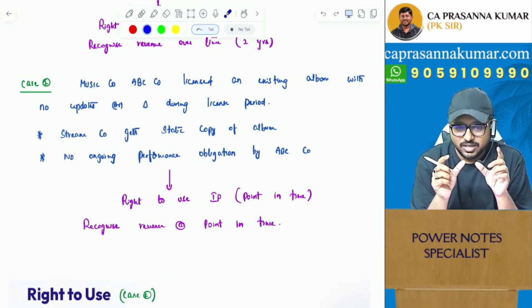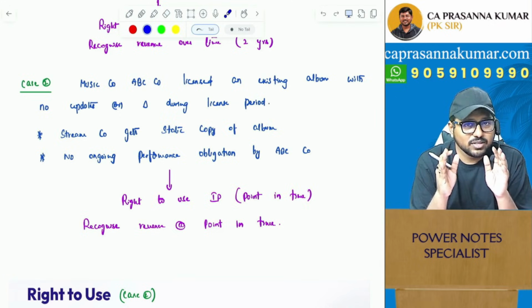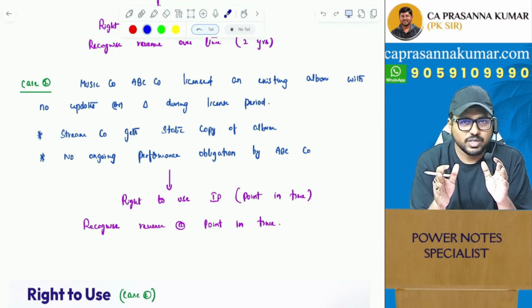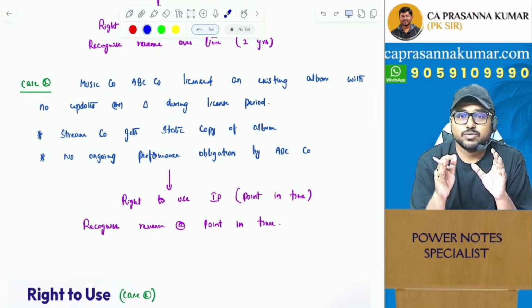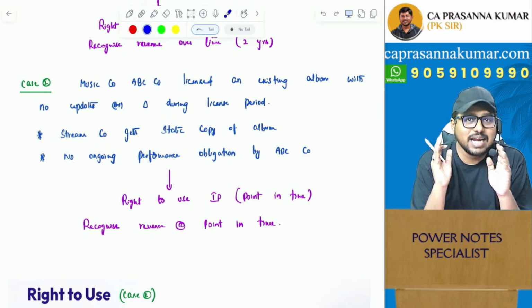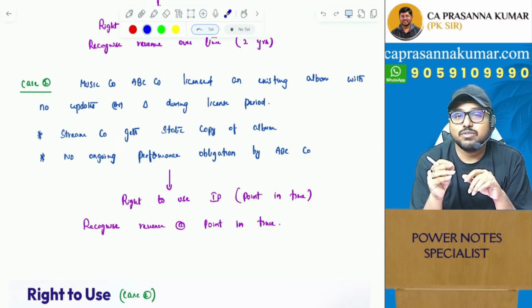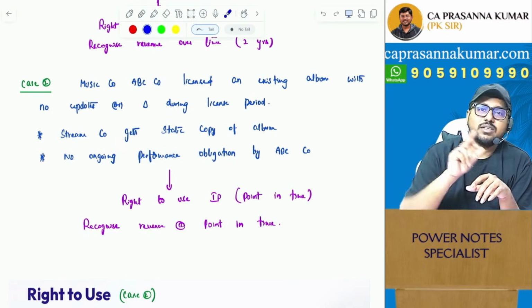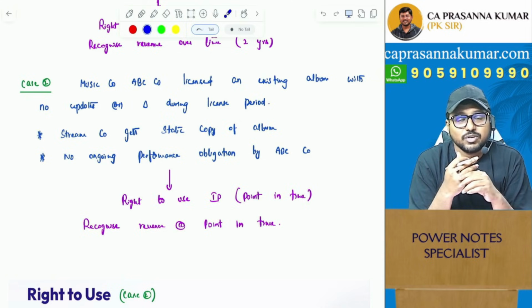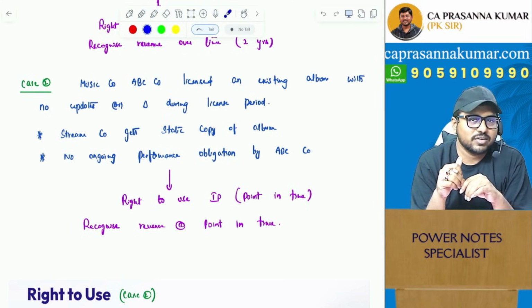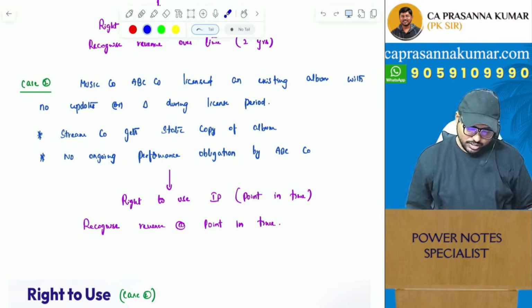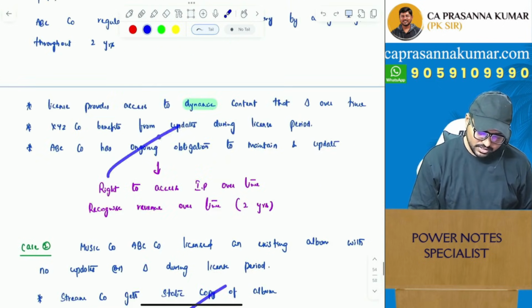Now here, if you take a license of that particular album of Ilayaraja Sir's movie, then that is right to use, because no change is going to happen. It is just static. So that will be regarded as right to use, and the moment Sir gives you the license, you can recognize the revenue. Who can recognize the revenue? Sir can recognize the revenue at a point of time. Got the point? I hope this is clear. Easy peasy.